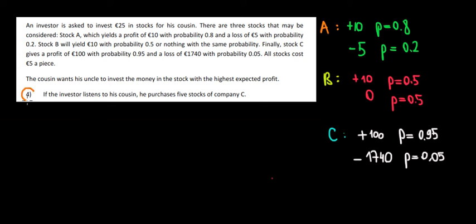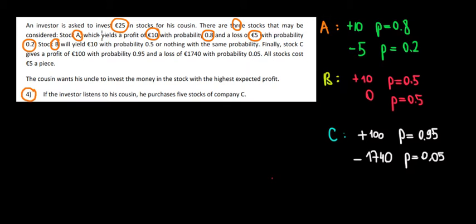Let's have a look at question 4 now. So an investor wants to invest 25 euros in stocks. Now there are 3 stocks with certain returns. So stock A yields a profit of 10 euros with a probability of 0.8 and a loss of 5 euros with a probability of 0.2.